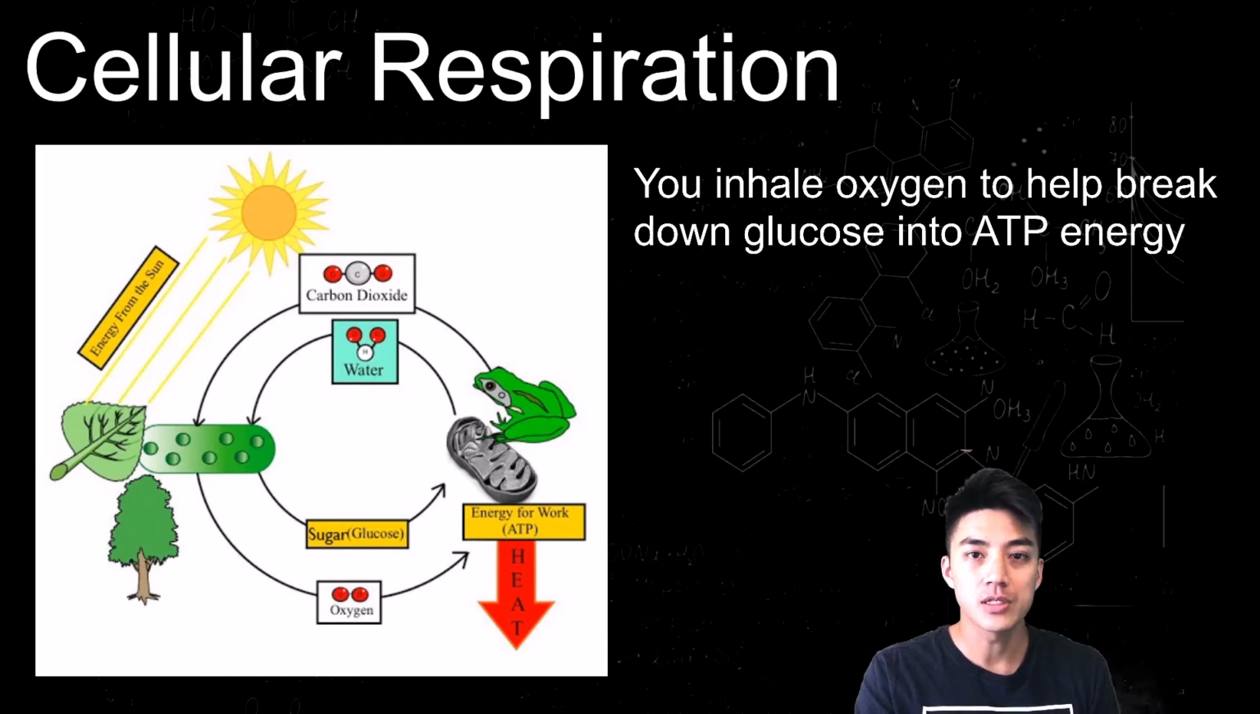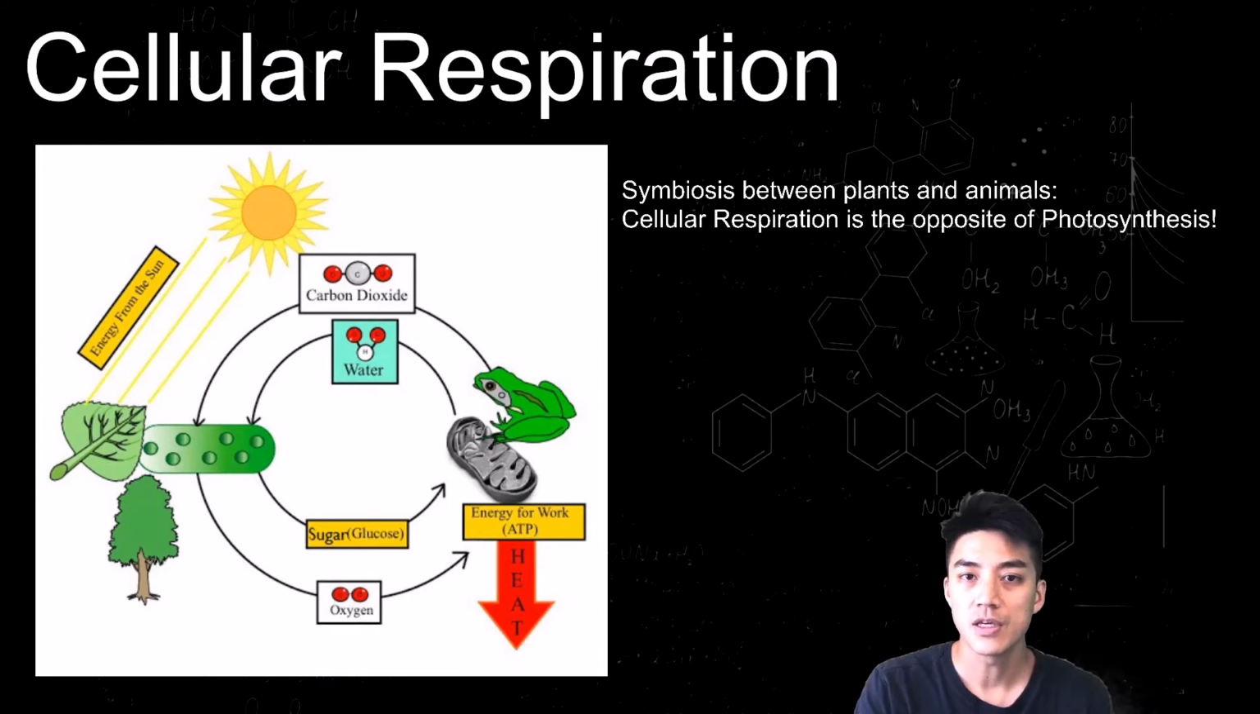Cellular respiration is the process of breaking down glucose with the help of oxygen to form energy in the form of ATP, which your cells can use. You can think of cellular respiration as being the opposite of photosynthesis. During photosynthesis, plants take in energy from the sun, carbon dioxide, and water to produce glucose and oxygen.